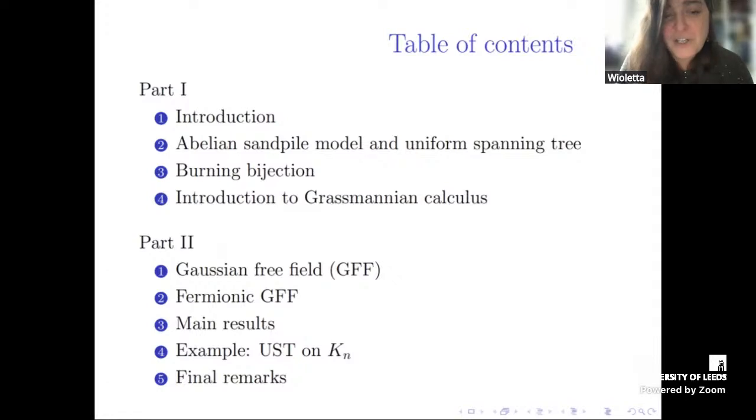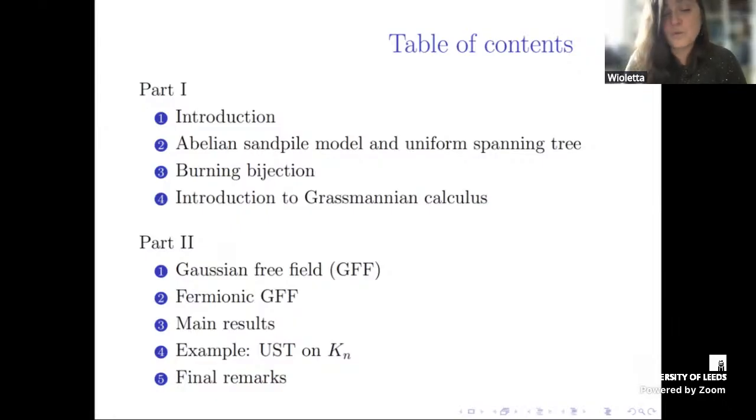Dhar's burning bijection is an algorithm which links the abelian sandpile model and the uniform spanning tree in a bijective way. And then I will give you an introduction to Grassmannian calculus and some examples of how to compute with the generators, or the fermions. This will conclude my part, and Alessandra will then pick up from the setup of the Grassmannian algebras, and she will define the main object, namely the fermionic Gaussian free field.